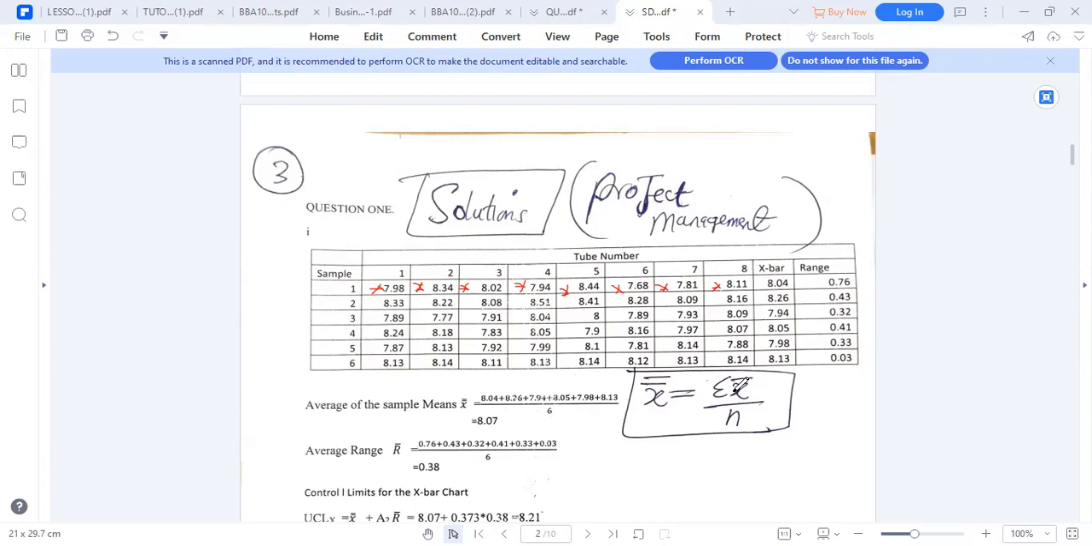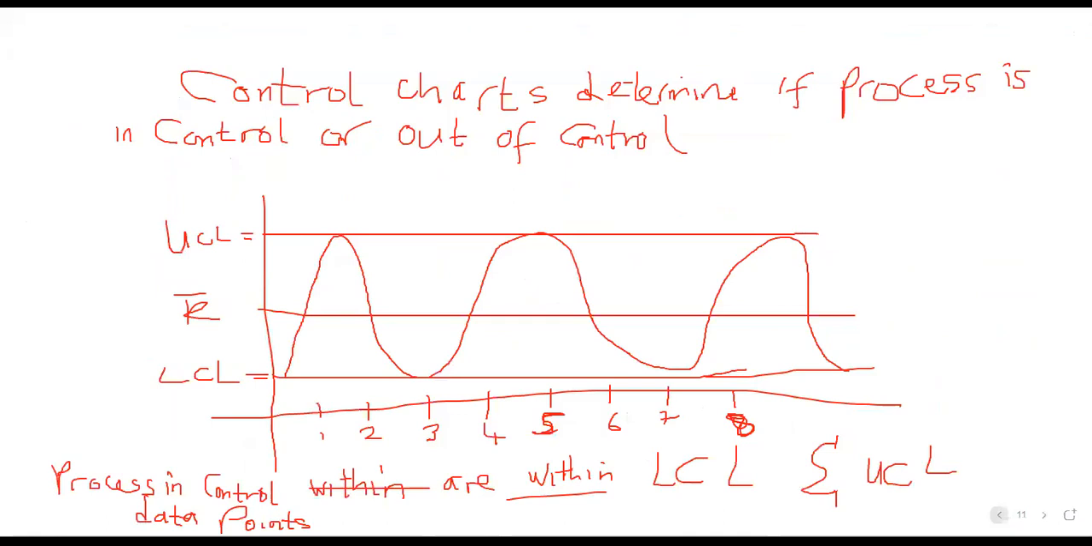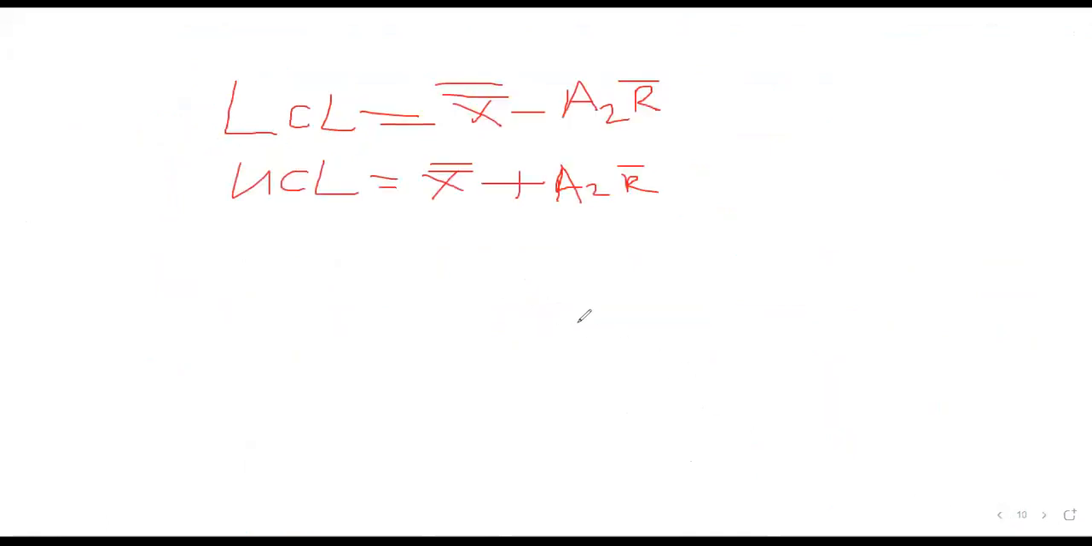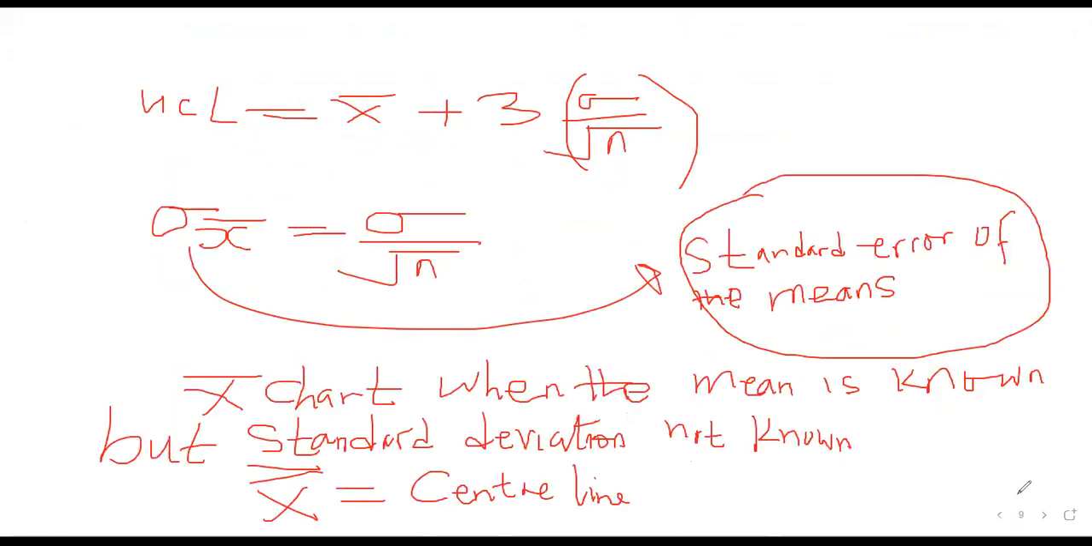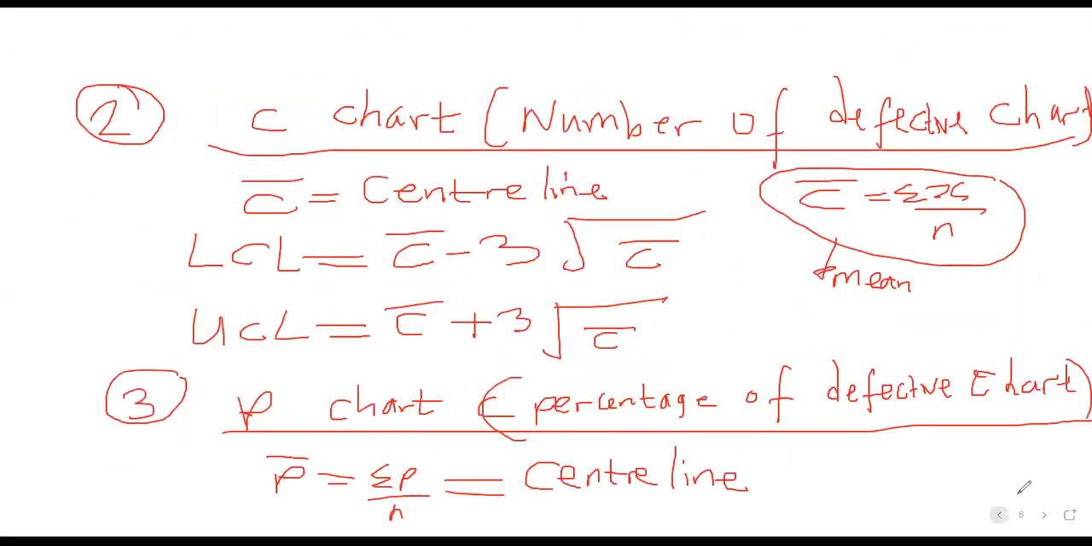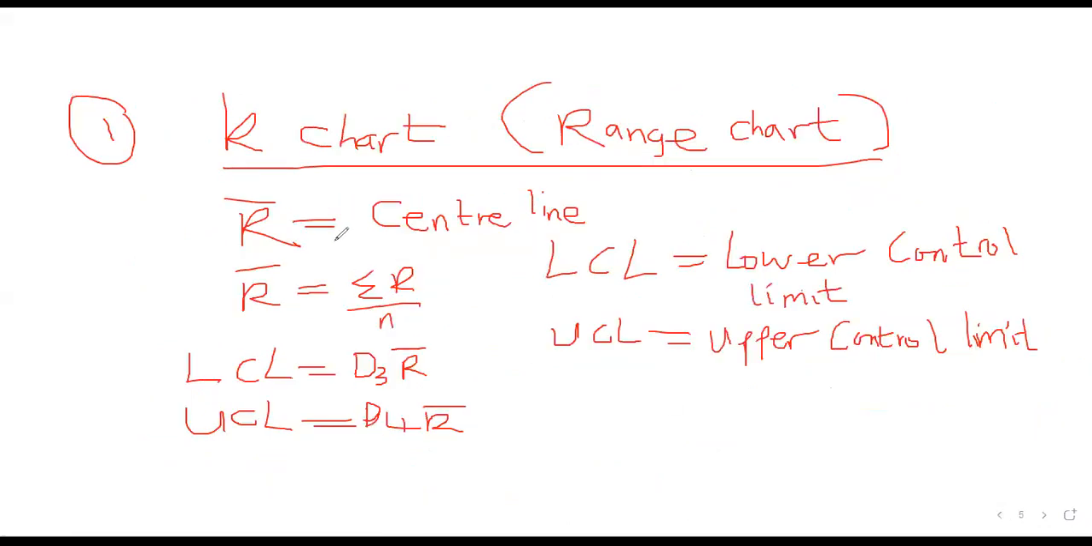Okay, the X bar chart and the R chart. The X bar chart will be used in a scenario when the mean is known and the standard deviation is not known. So we're going to use this one. The mean can be known. Here we have to find the overall mean, and then the standard deviation is not known, so we can use this kind of formula. Of course, the other one we'll go for is a range chart, where we have to consider this one.